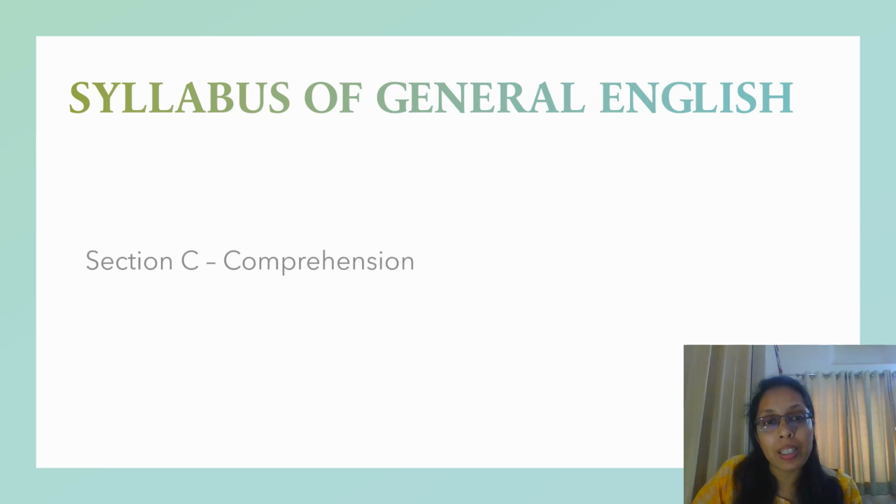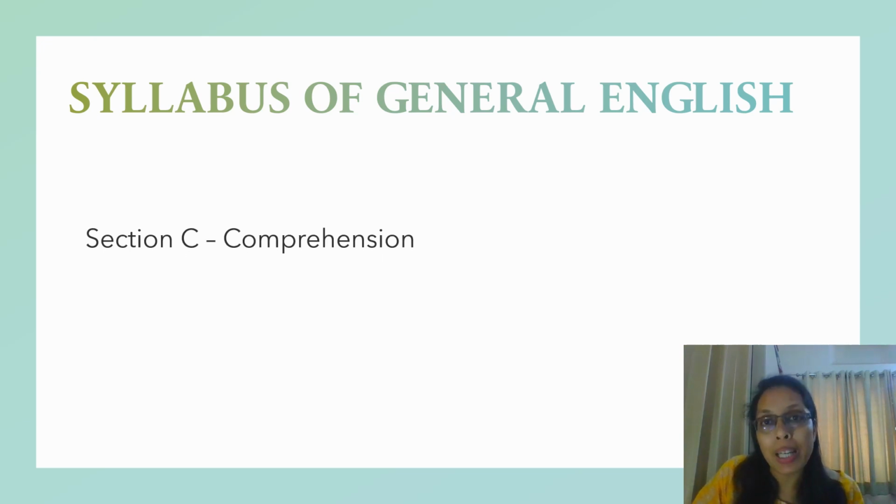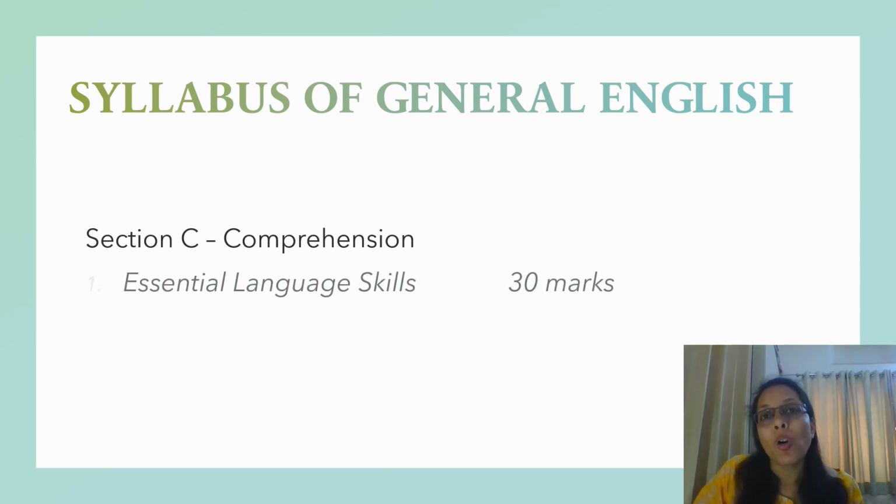Now talking about section C, it is the comprehension part. Comprehension means your understanding. So the comprehension part always requires some texts to be studied, and for this purpose you have this book in your syllabus, Essential Language Skills, and you will be asked questions worth 30 marks. So this is the book, and this book contains some poems and some prose pieces, and you will be required to answer questions from those poems and prose pieces.